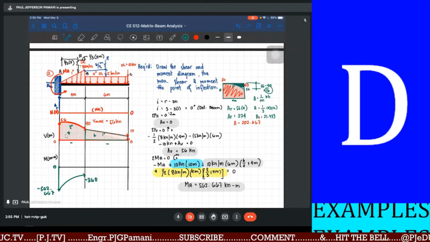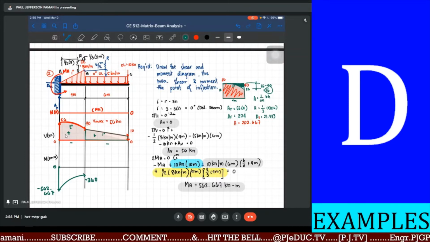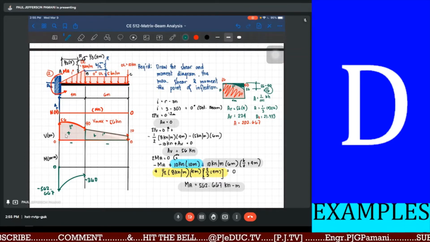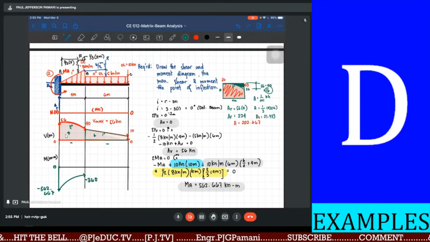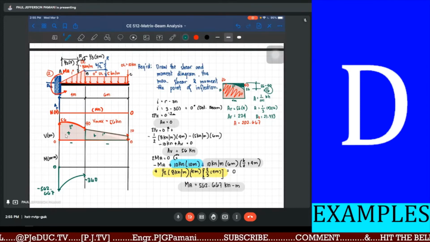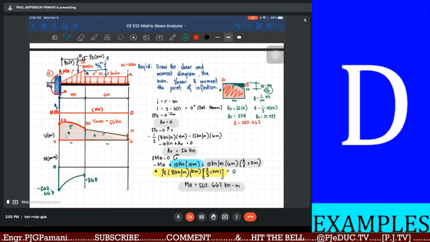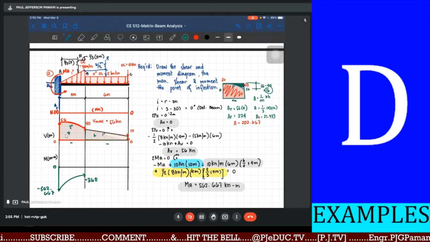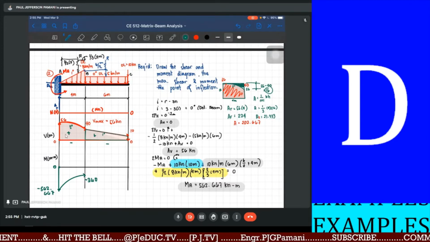And lastly, trapezoid. Subtract lang, i-add lang natin sa 360 si trapezoid. Tama ba? Yeah. Answer plus the area of the trapezoid. That is 40 plus 10 over 2 times 6.